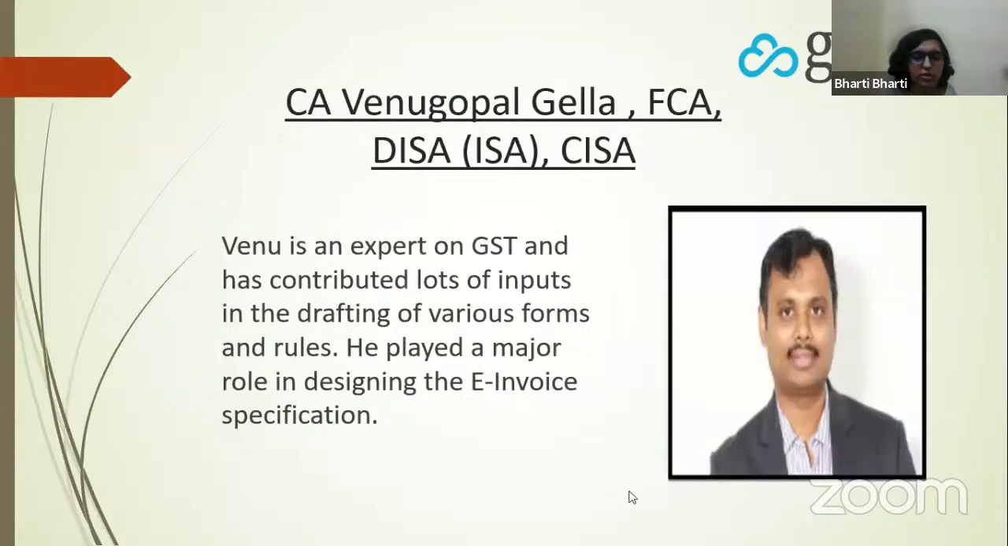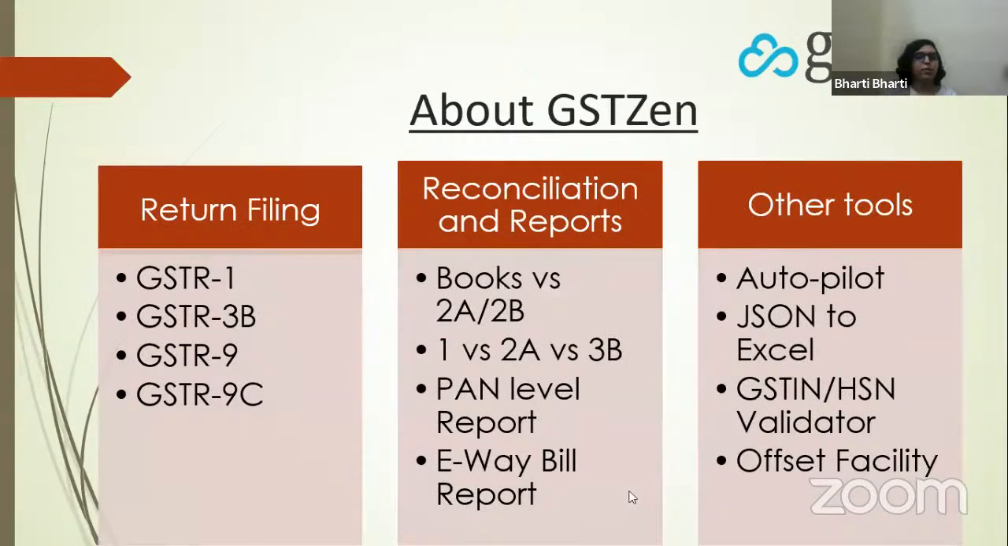So before moving on, let me tell you a little bit about Gstsm. Gstsm got started in 2017 mainly as compliance software, and since then we have also delved into e-invoicing. Besides e-invoicing, we provide many services such as return filing. In that, we provide filing of GSTR 1, 3B, 9 and 9C. We provide reconciliation and reports. So it includes books versus GSTR 2A, books versus GSTR 2B, sales register versus GSTR 1, and similarly some PAN level reports and consolidated report where comparison of GSTR 1, 2A and 3B is done.